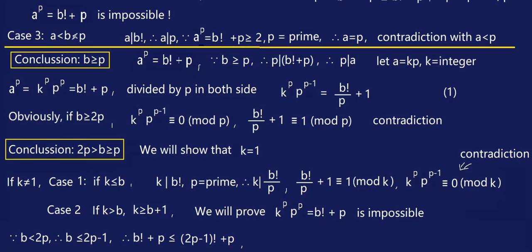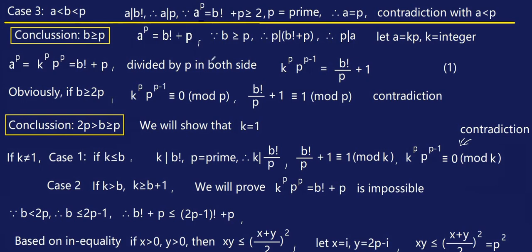Case 3, a less than b less than p. See here, a less than b. So a divides b factorial. It also means a divides p. But a is greater than 2 over here, so a cannot be 1. And a divides p, so a is equal to p, because p is prime. But we know a less than p, so it is impossible to have a equal to p. So contradiction. Overall, cases 1, 2, 3 are all impossible.